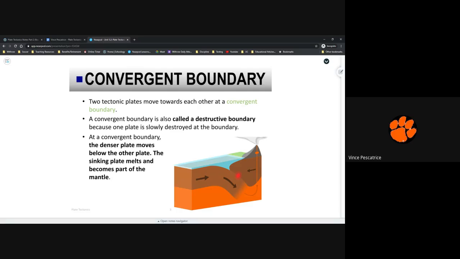They're also called destructive boundaries because they slowly destroy the plate that's sinking underneath the other one. The denser plate moves underneath the less dense plate, and it sinks and melts and becomes part of the mantle. So as you can see in that picture, the one sinks and is melted down into magma. Now that magma can rise up and crack through cracks in the earth and form volcanoes.